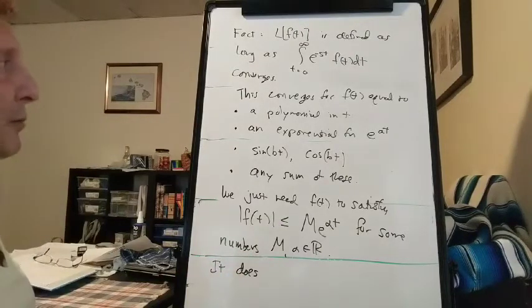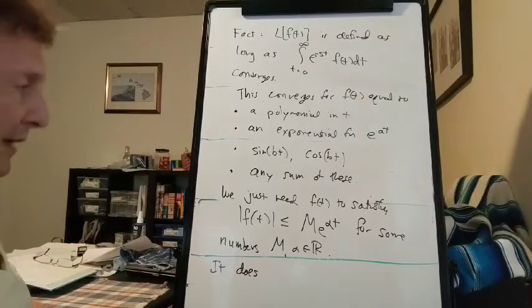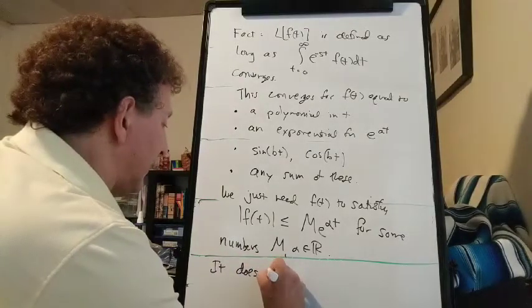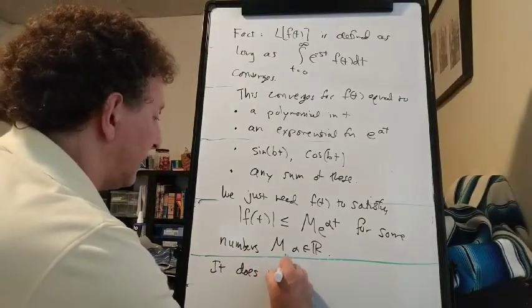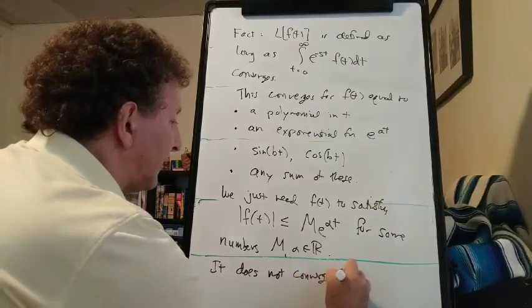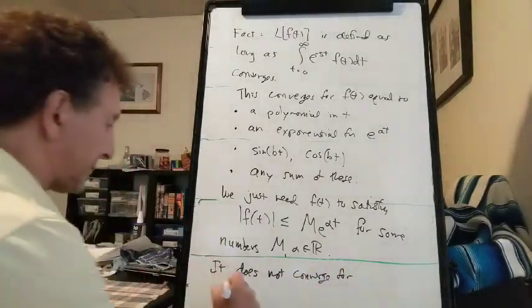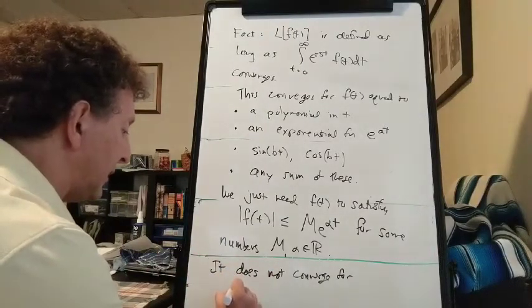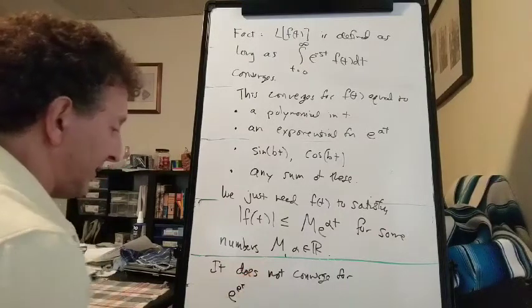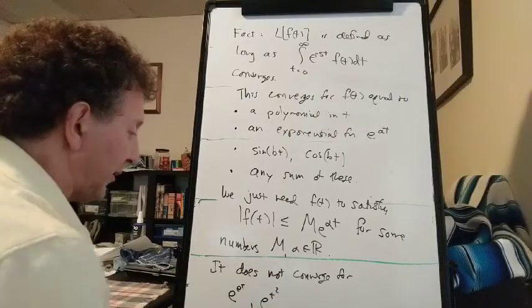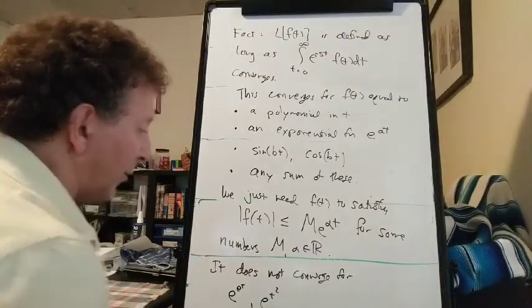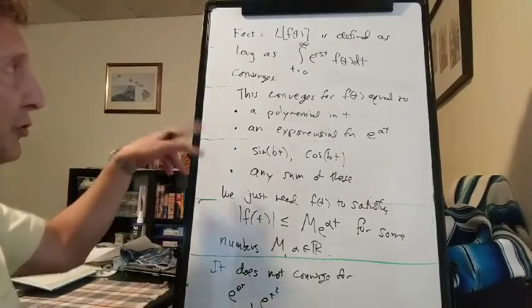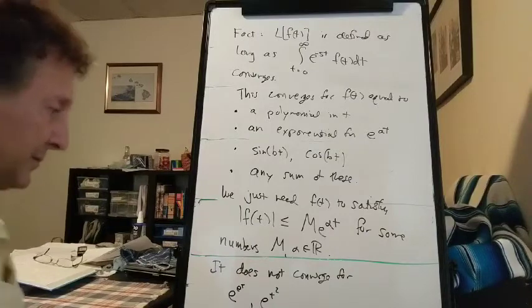So it's actually harder to come up with an example that grows faster than exponential that we would not be able to take the Laplace transform of. So it does not converge for, so something that grows faster than e to the t would be e to the t squared or something like that. So we need to use compound exponential functions to get something that grows too fast for the integral to converge.